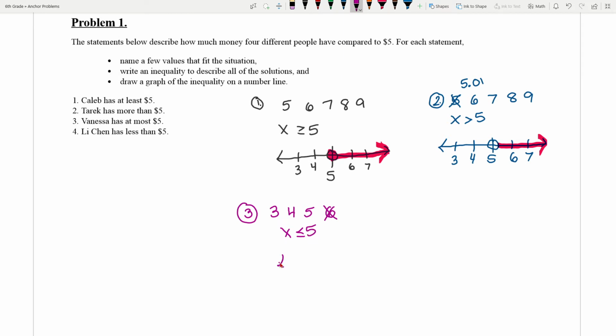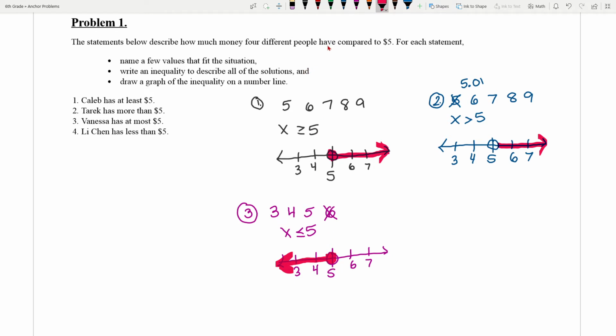So as we sketch this number line out, again, with 5 in the middle, a couple numbers bigger, 6, 7, a couple numbers smaller, 4 and 3. We're going to shade in the circle at 5 because 5 was true. And shading back towards the 4 and the 3 and drawing our arrow so it's a ray that way.